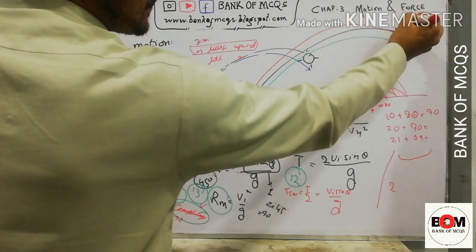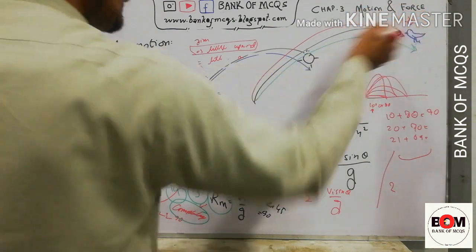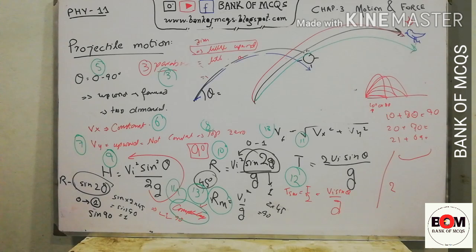So if we aim a little upward, then due to resistance it will move downward, so we can hit that point. Now we will solve MCQs on chapter number 3 one by one.